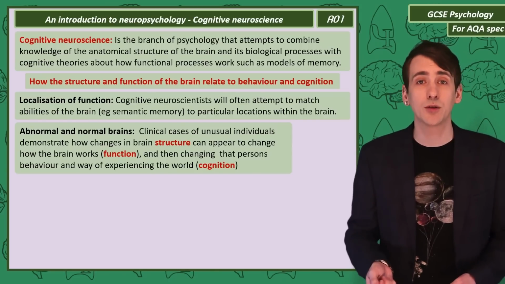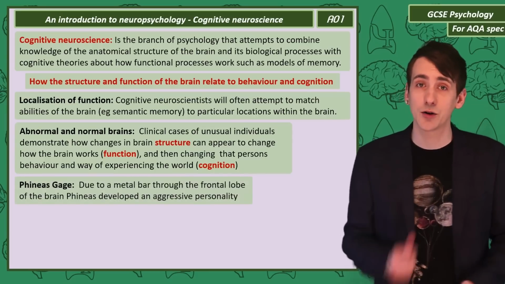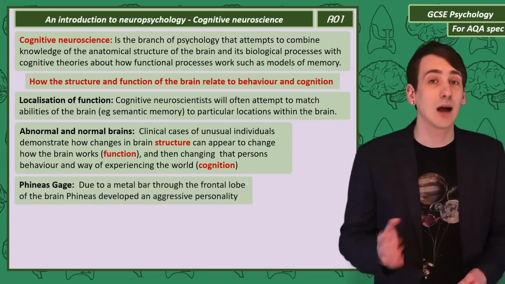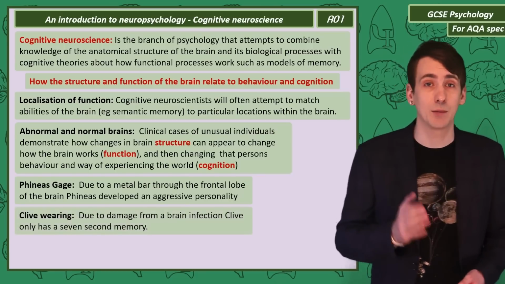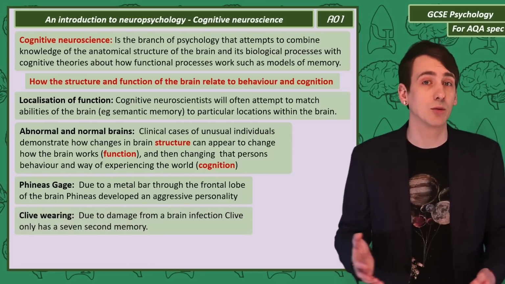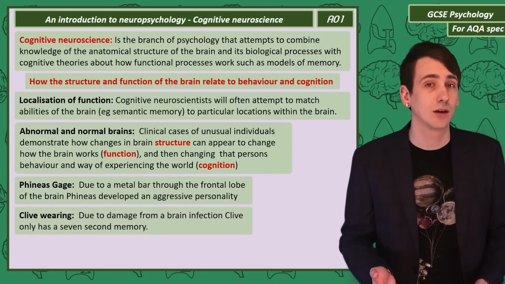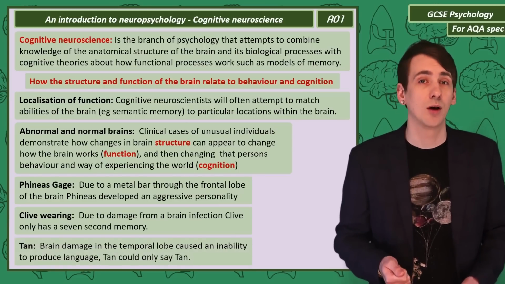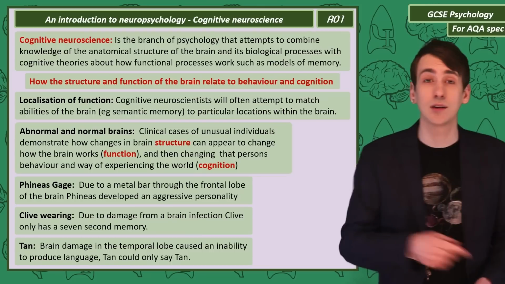Some famous examples are Phineas Gage, who had a metal bar shot through his frontal lobe and then developed an aggressive personality, Clive Waring, who due to illness had damage to his hippocampus and then was unable to make any new long-term memories, and Tan, who had damage to a part of the temporal lobe we now call Broca's area, and could only say Tan.